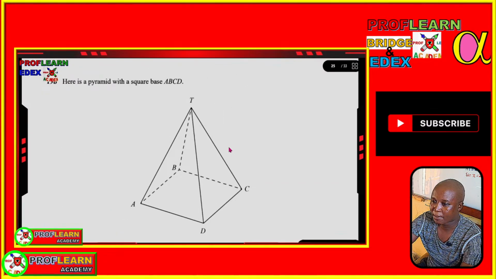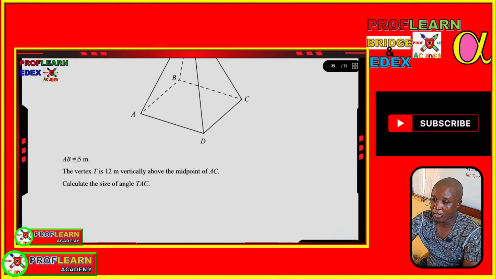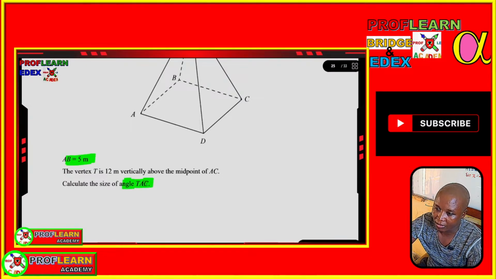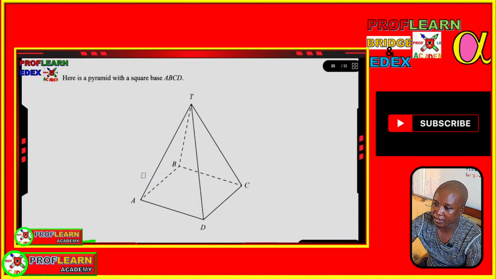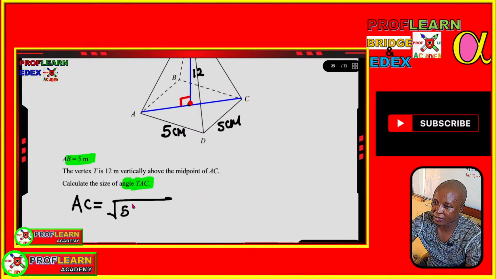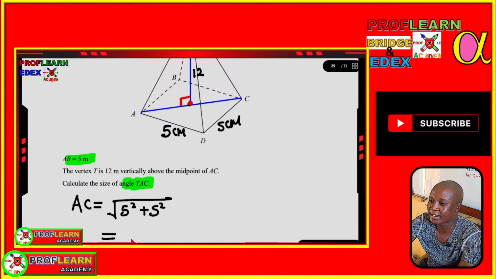The next question is about 3D geometry, but this is 3D geometry which is also testing the aspect of trigonometry. So in order to calculate the angle TSC, we know that AB is 5 centimeters. We know that AT is 5 centimeters, so we have 5 centimeters there. Then if we square that to get the AC, AD is 5 and DC is 5.